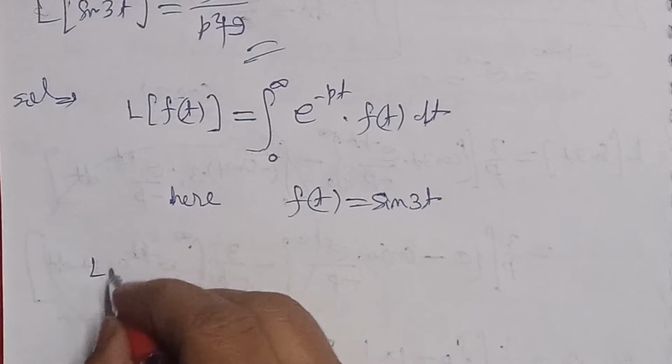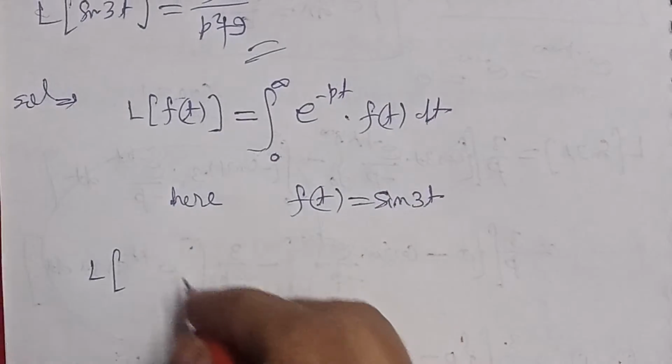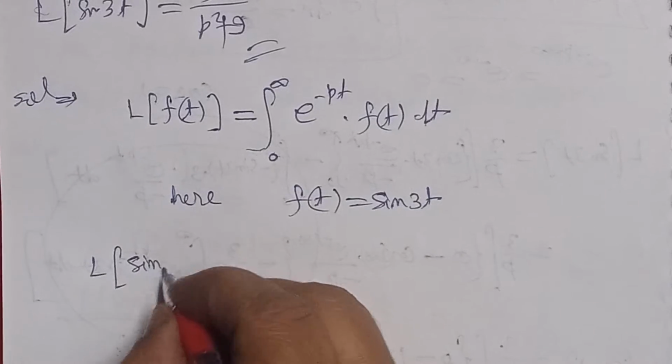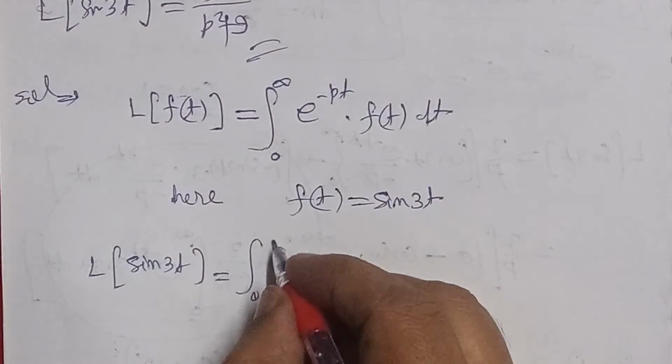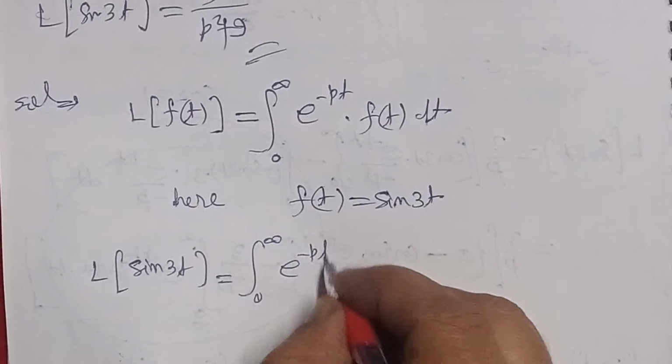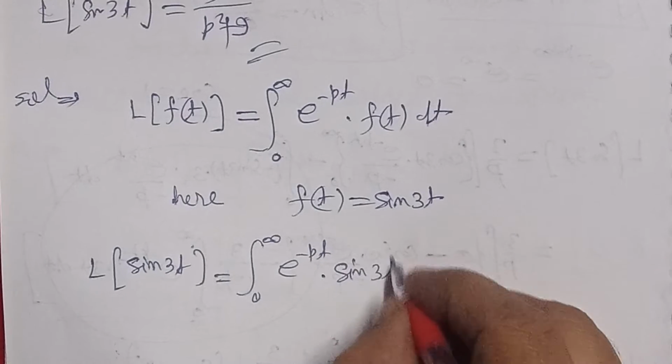So I write both sides: the Laplace transform of sine of 3t is equal to integral from 0 to infinity of e to the power minus pt into f(t), which is sine of 3t, dt.